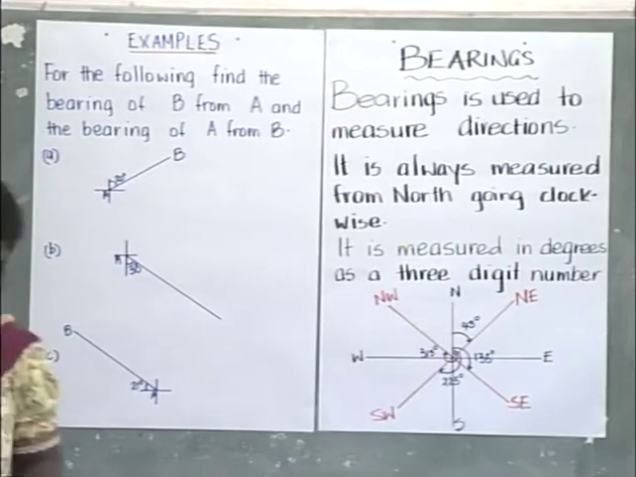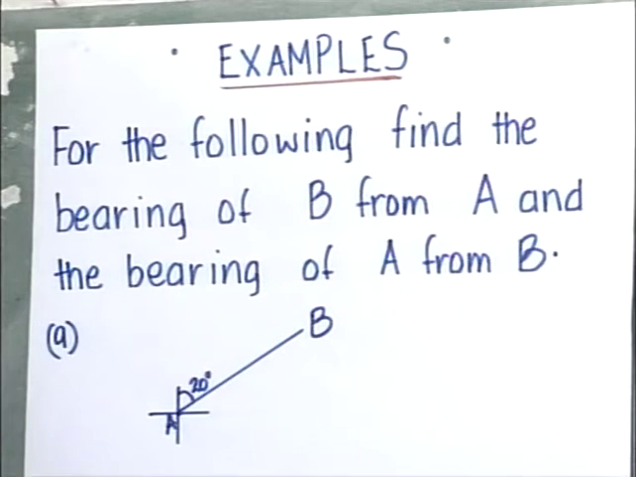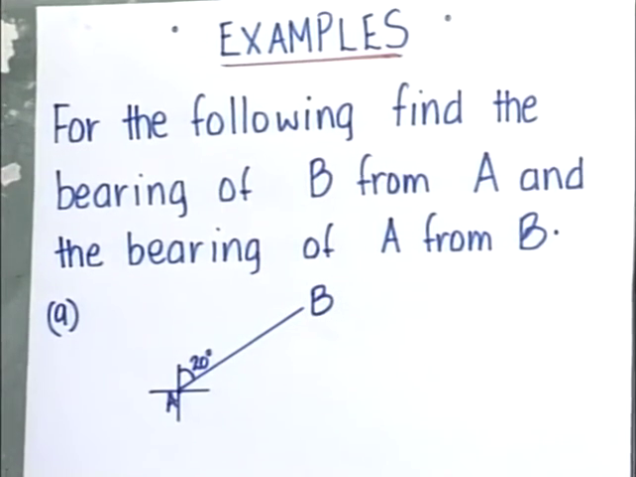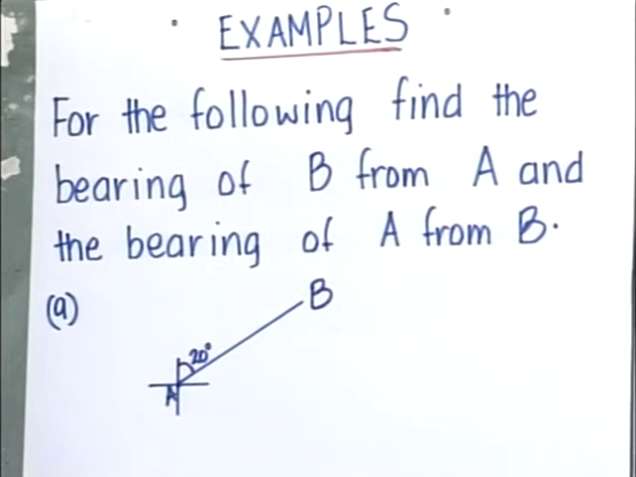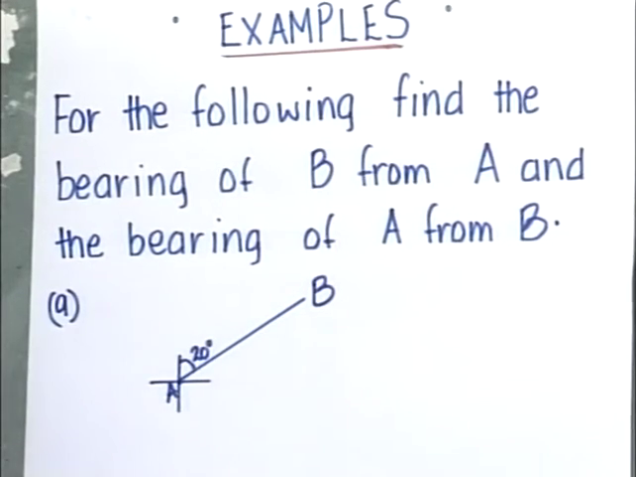Okay, I've got some examples. It says, for the following, find the bearing of B from A and also the bearing of A from B. Okay, A is this point. This line indicates the direction of B from A. That's where B is in relation to A.